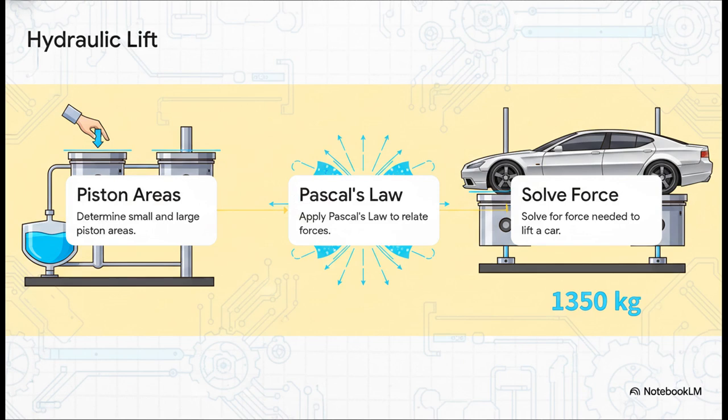Let's step through the math to see how engineers manipulate this to do heavy lifting. Step 1. Determine the areas of your small piston and your large piston. Step 2. Apply Pascal's law, setting the pressure of the first equal to the second to relate those forces. Step 3. Solve for the small force needed. It is mind-blowing, but you can literally lift a 1,350 kilogram car by applying just a tiny fraction of that force to the smaller piston. This step-by-step logic directly dictates the mechanical designs behind hydraulic lifts and automotive brake systems. It's exactly how engineers optimize large-scale hydraulic systems worldwide.